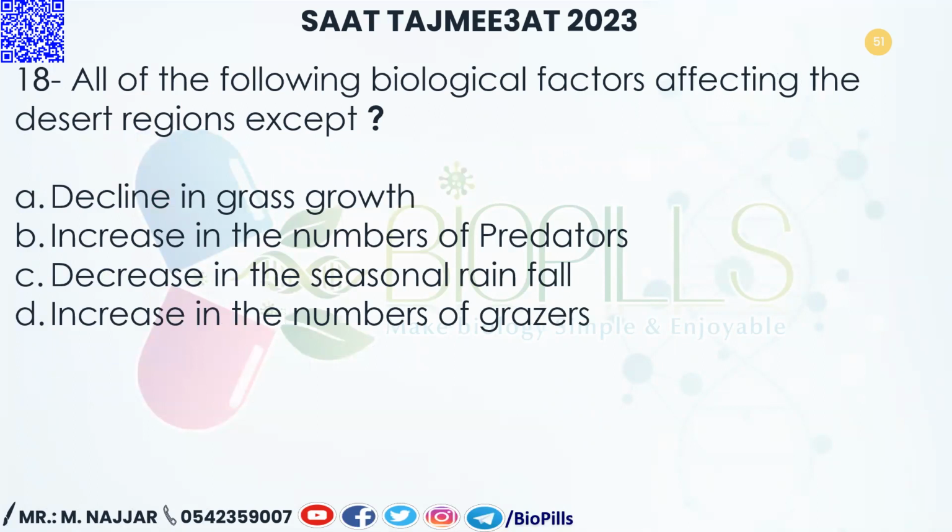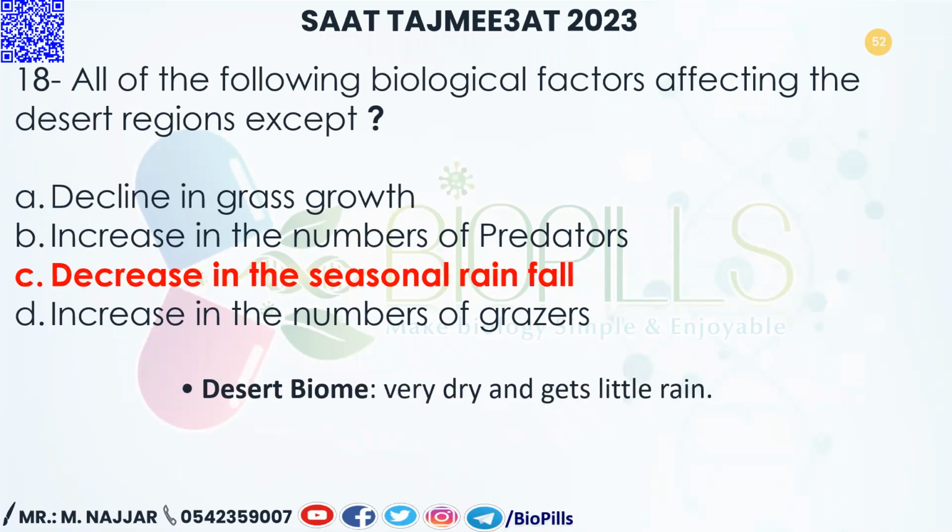Question number 18. All of the following are biological factors affecting the desert regions, except. All of them affect it, but what is the only variable? The decrease in the seasonal rainfall. All of the following affect the desert.